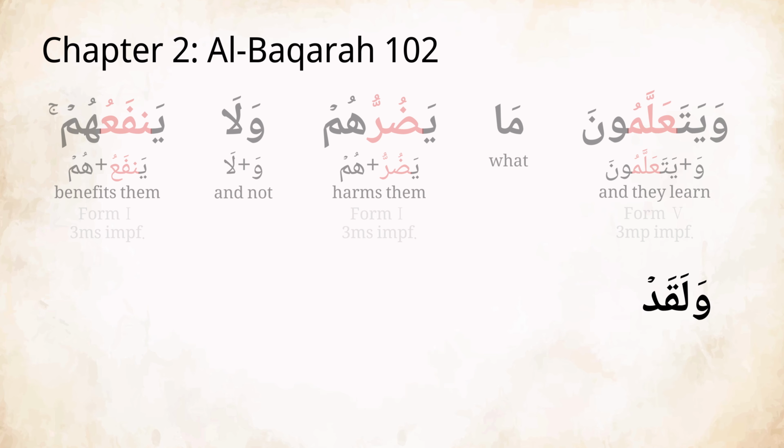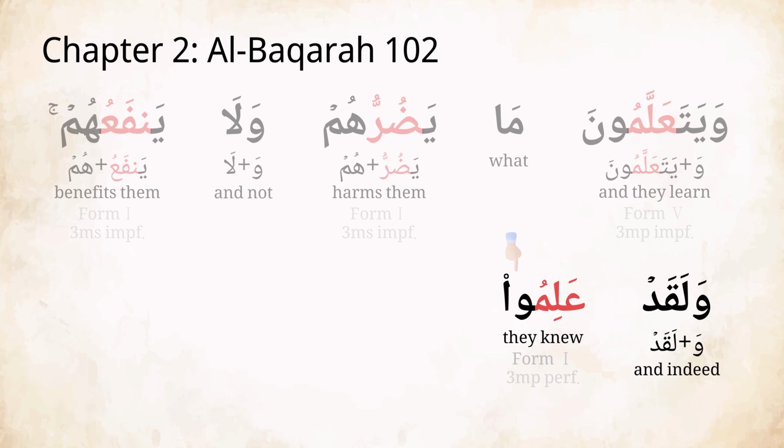Moving on, we have وَلَقَدْ, which is wa plus laqad, meaning and indeed. Up next is alimu, meaning they knew. U ending indicates 3MP perfect. يَتَعَلَّمُونَ in the first line was a form 5 verb from the same root, and now we have a form 1 verb. Moving on, we get laman, which is prefix lam plus man, meaning whoever. The prefix lam is used for emphasis.